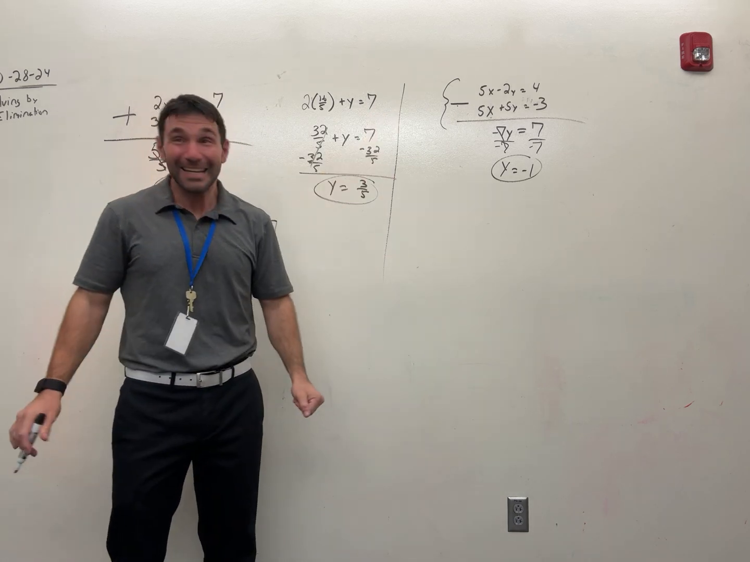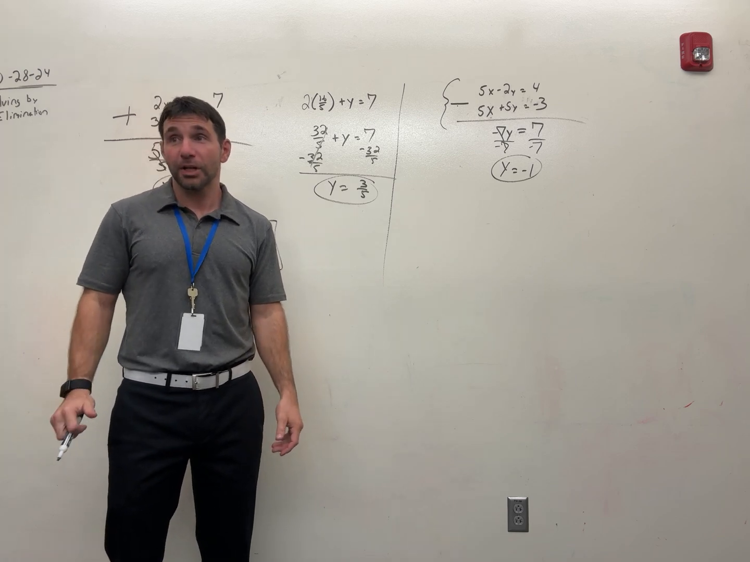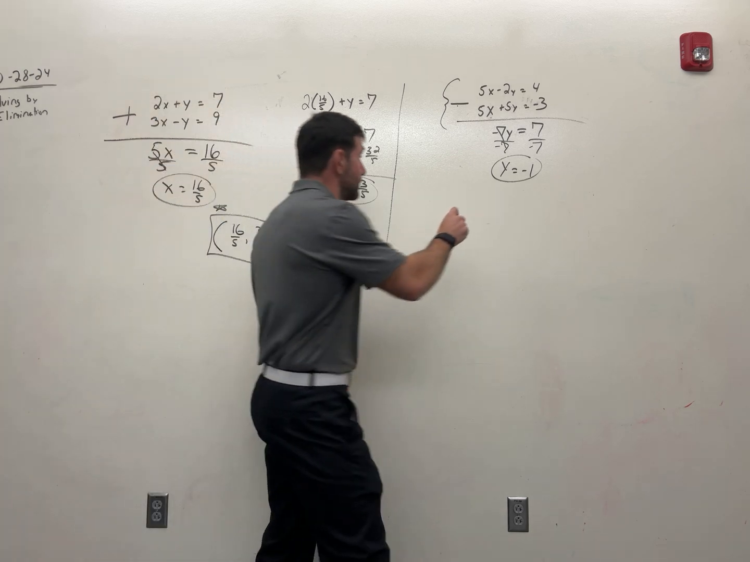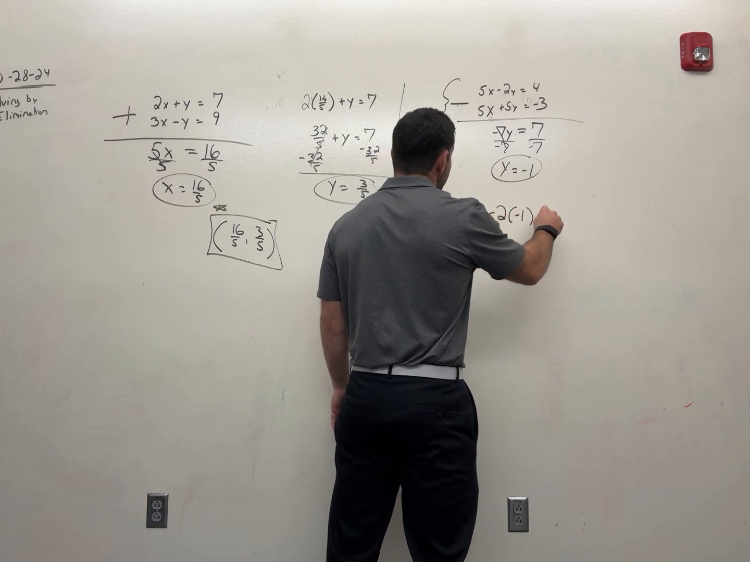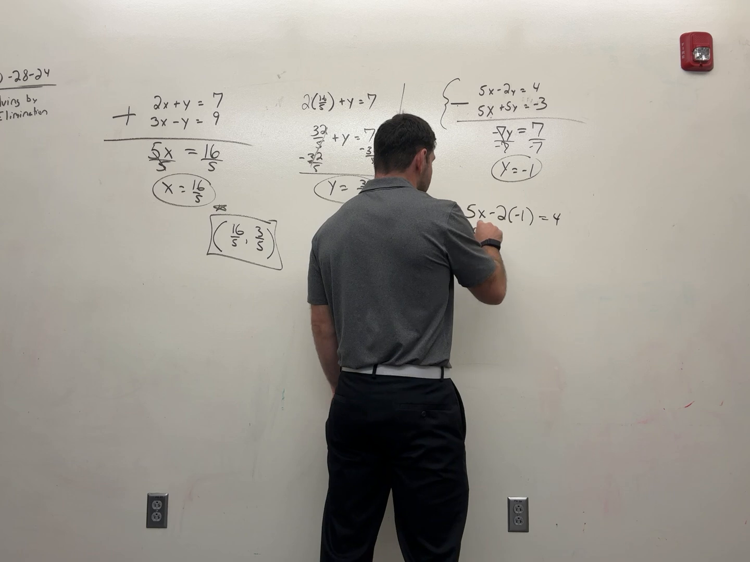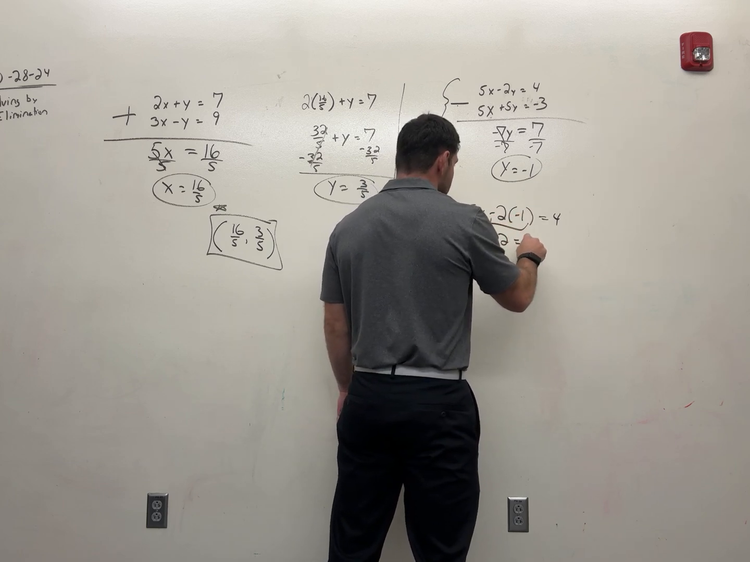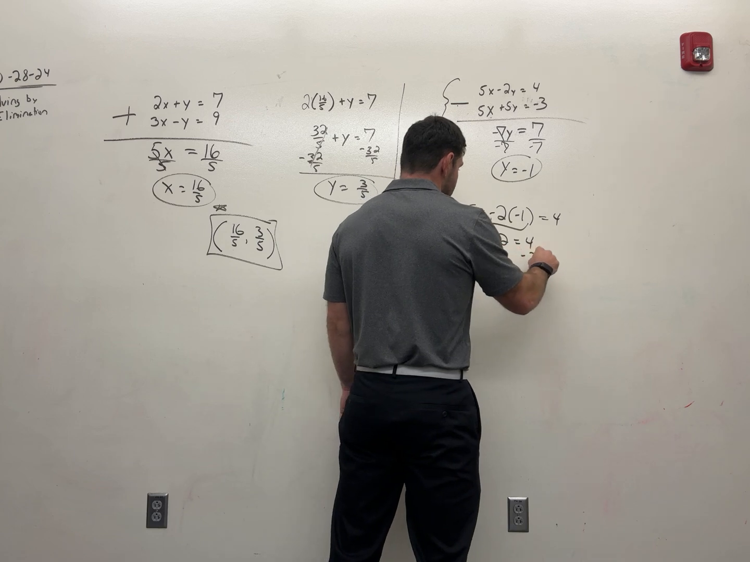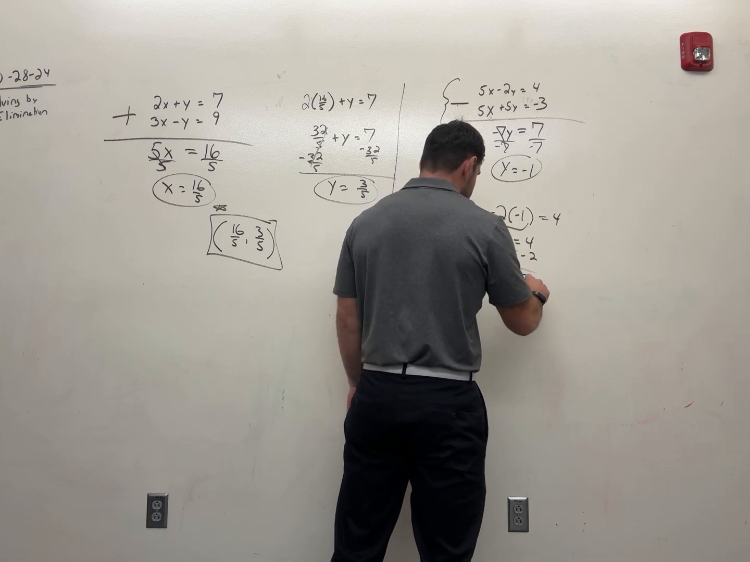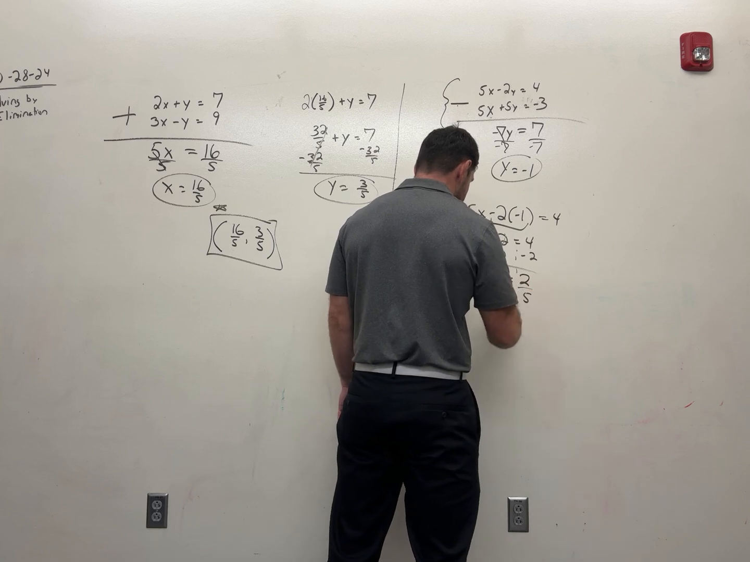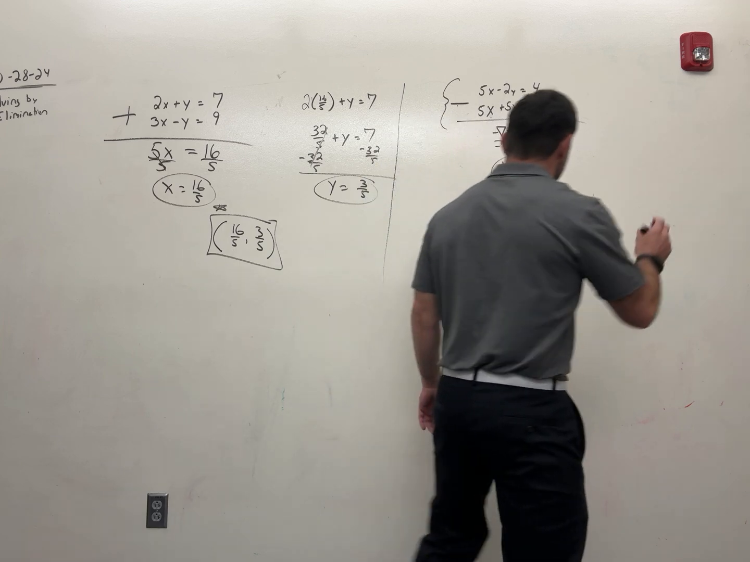Choose one of them. It does not matter which you substitute into. William, go ahead. Which one? Top or bottom? Top one. 5x minus 2 times negative 1 equals 4. 5x, negative 2 times negative 1 is positive 2, equals 4. I subtract 2. That gives me 5x equals 2, I divide by 5. X equals 2/5.